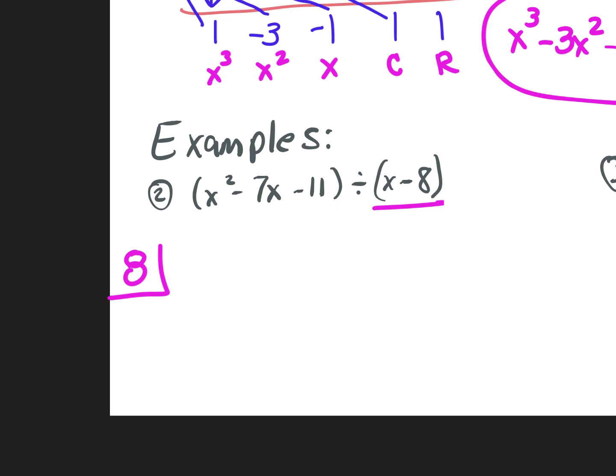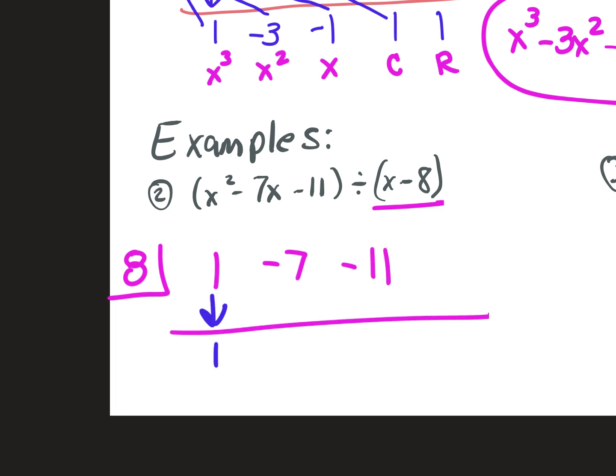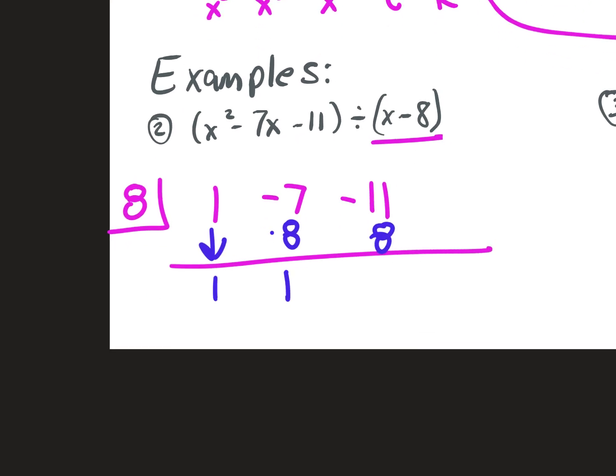The coefficient of x squared, 1. Coefficient of x, -7. And the constant, -11, all right? Bring down your first term. Multiply to the corner and add down. So it's 1 times 8. 8, and that's what -7 plus 8 is? 1. Perfect. Multiply to the corner. 1 times 8. 8, and -11 and 8 is? Okay. -3, right?